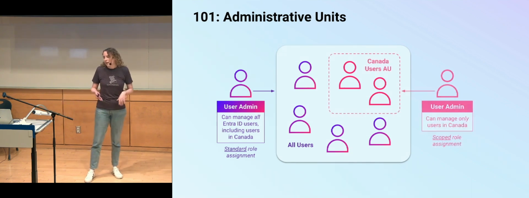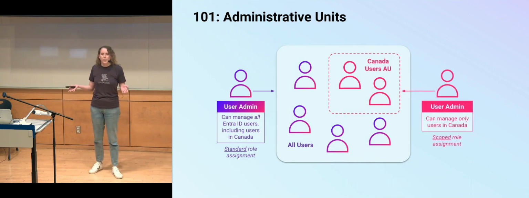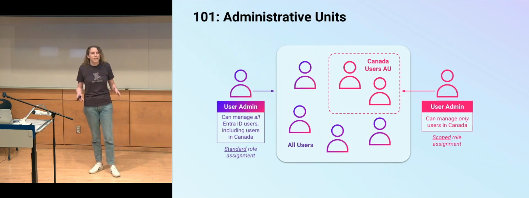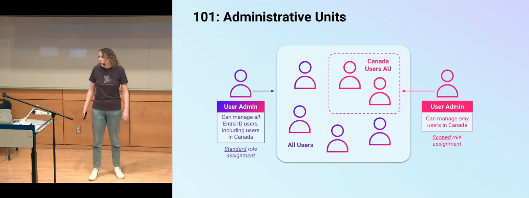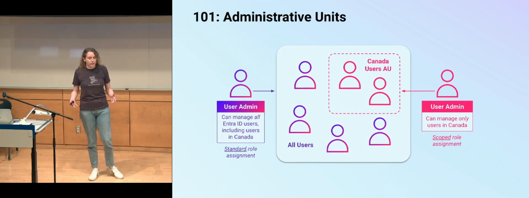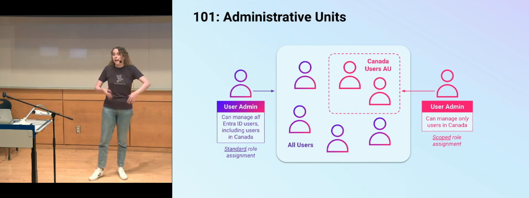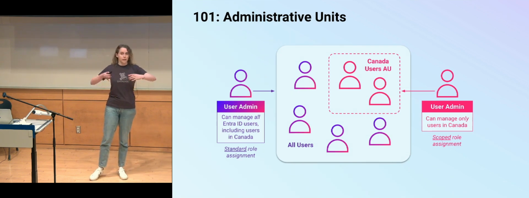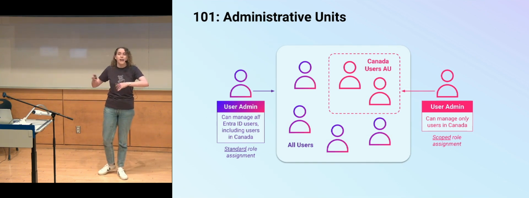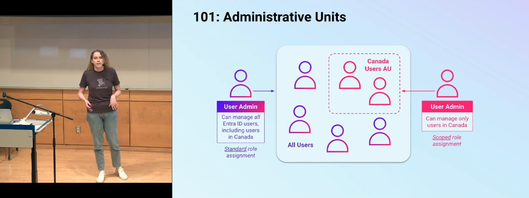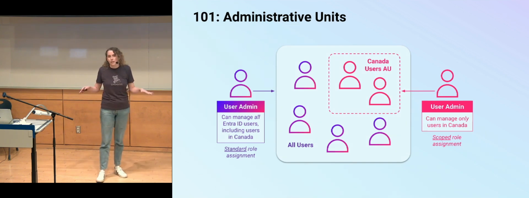So we hire our Canadian user administrator, but we don't want him to be able to reset executive accounts in France and Switzerland and the US. In this case, we can create an administrative unit, place our Canadian users in that administrative unit, and then create a scoped role assignment for the user admin role to that IT admin in Canada over those users, and they can only manage the accounts that they're allowed to.